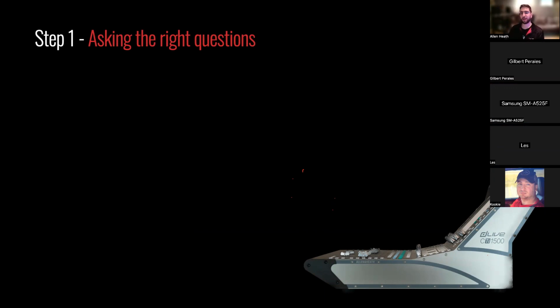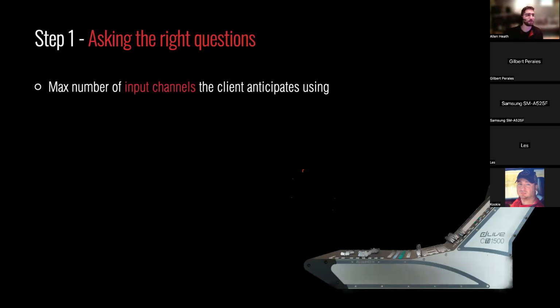So when you have a client that says, hey, I need a new system, there should be some initial questions that you have. And these are the questions that I generally ask when somebody's kind of completely unsure of which Allen and Heath system to go with. These are the questions that I start out with to start eliminating different possibilities and kind of target in on which console is the best suited for them. So the first thing I would ask is the max number of input channels the client anticipates using.